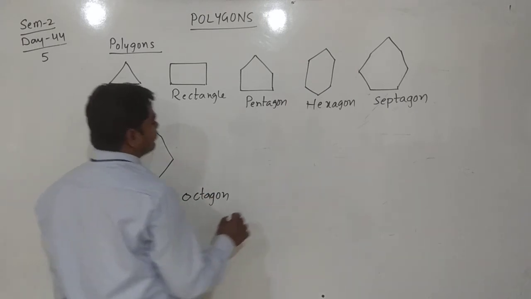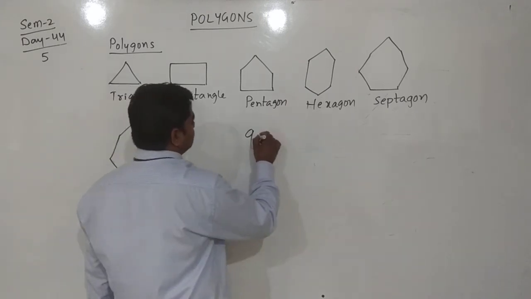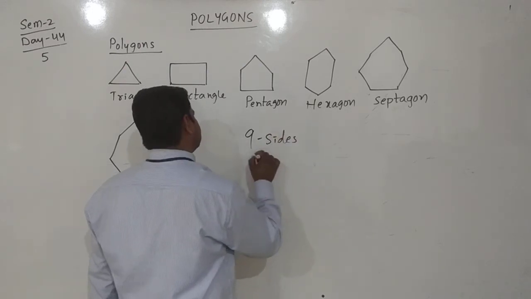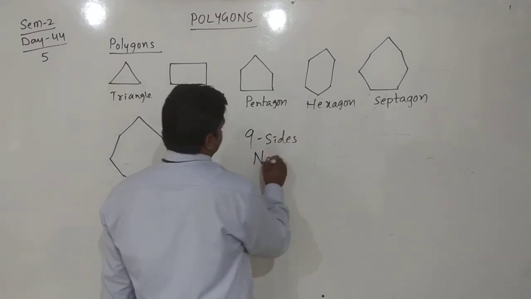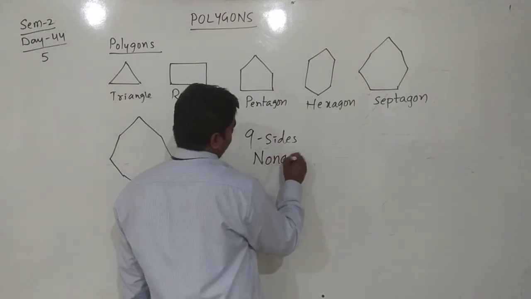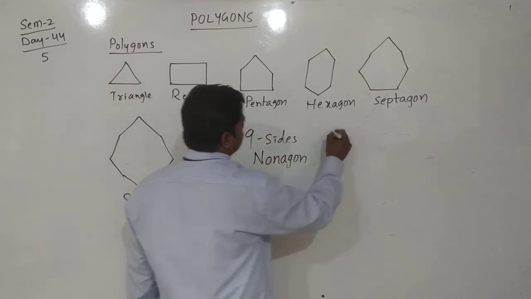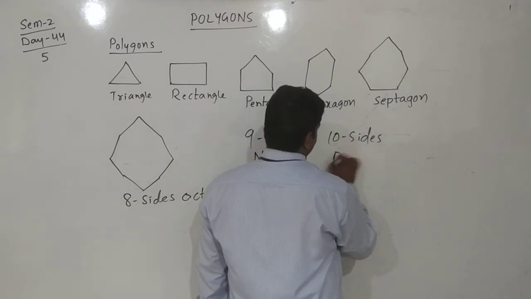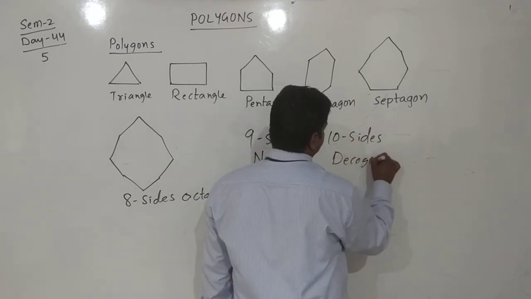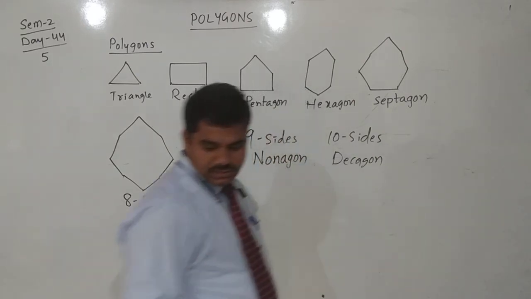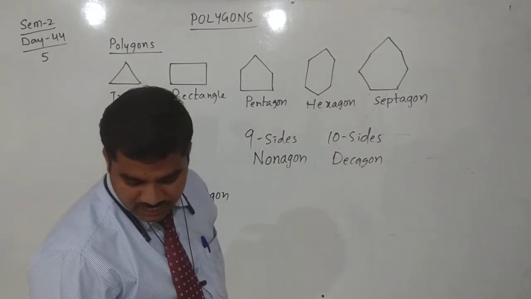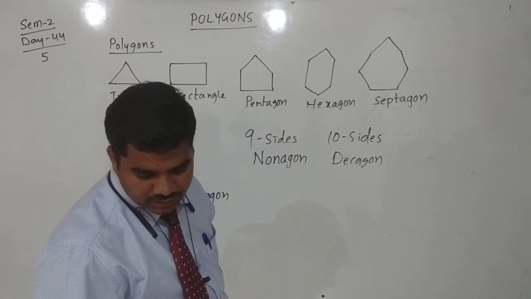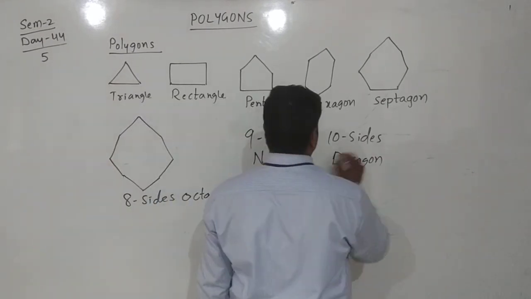Octagon. Next is 9 sides. A 9 sides figure that we can call a nonagon. Then a 10 sides figure, that is a decagon. Yes, a 9 sides figure is called a nonagon, and a 10 sided polygon is called a decagon.